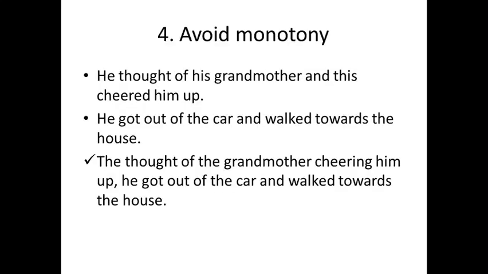Fourth one is avoid monotony. What is monotony? A feeling of boredom, monotony. He thought of his grandmother and this cheered him up. He got out of the car and walked towards the house. So two sentences are given with the same kind of sentence construction. He thought of his grandmother and this cheered him up. He got out of the car and walked towards the house.